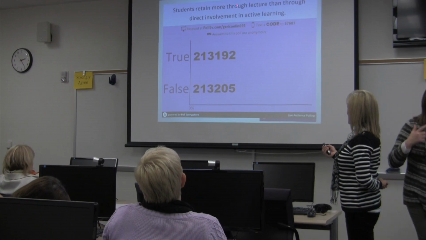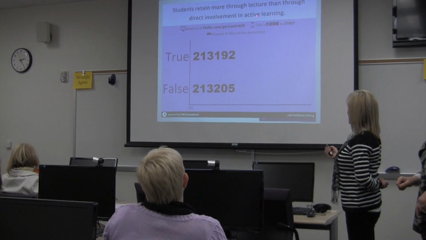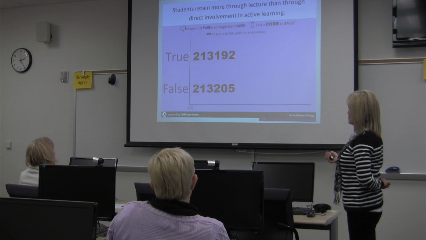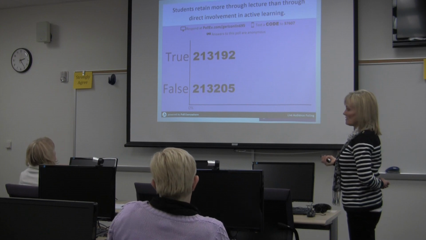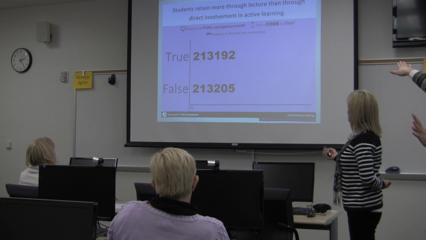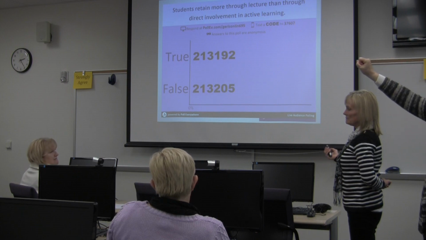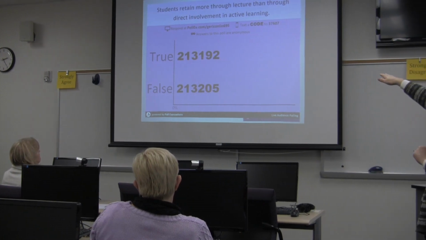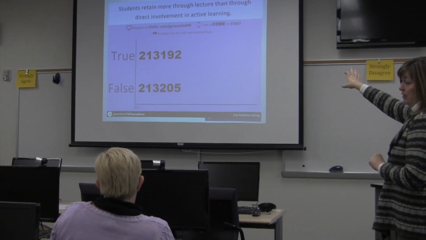You'll have to answer it again. Students retain more through lecture than through direct involvement in active learning. This is where you text, and you text this if it's true, you text this if it's false. So the phone number is 37607. And then if you think it's true, you type in those numbers in the body of your text.